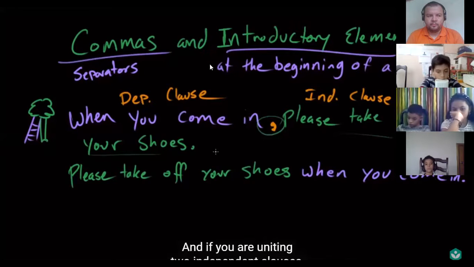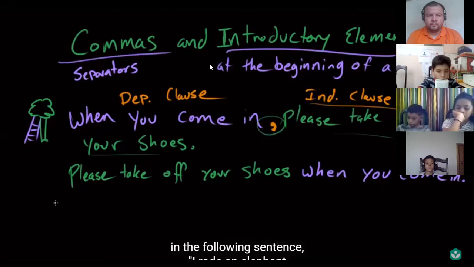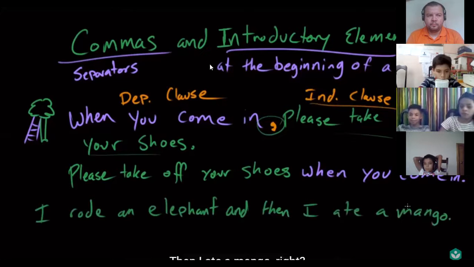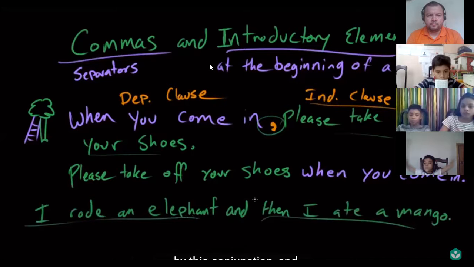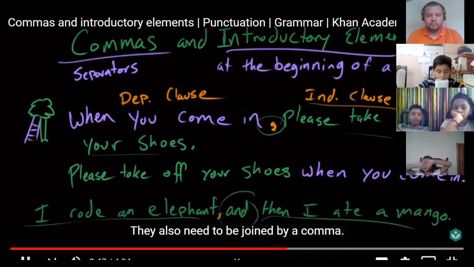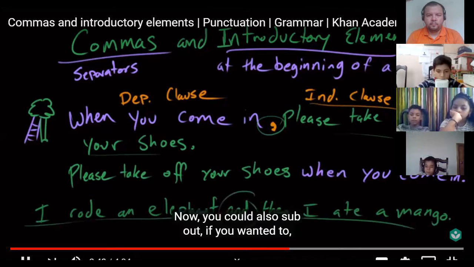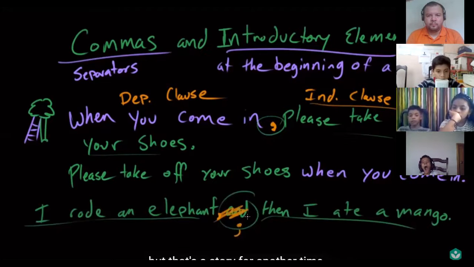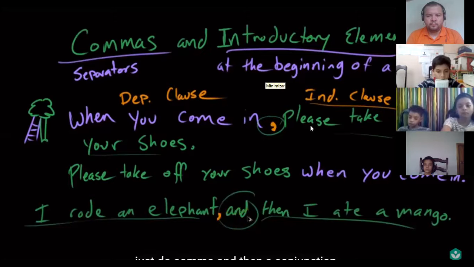And if you are uniting two independent clauses, in the following sentence, I wrote an elephant and then I ate a mango, these two things are both independent clauses, right? I wrote an elephant, then I ate a mango, right? Like these two things need to be connected by this conjunction and, but that's not all. They also need to be joined by a comma. Now you could also sub out if you wanted to, get rid of this comma and this and put in a semicolon, but that's a story for another time. So if you're uniting two independent clauses, just do comma and then a conjunction.